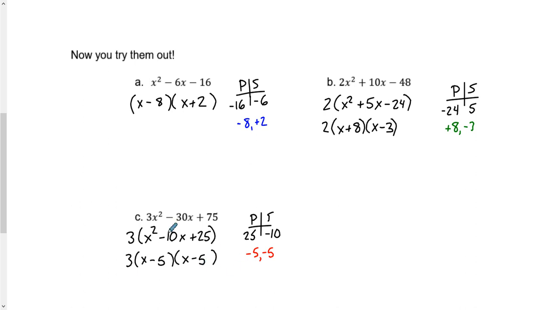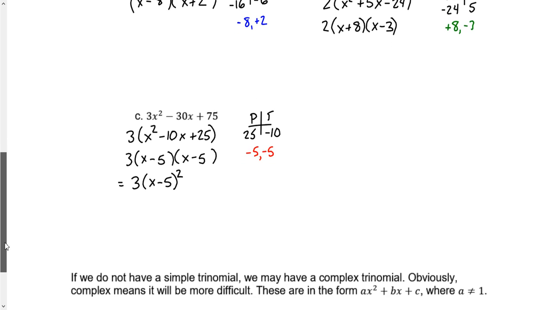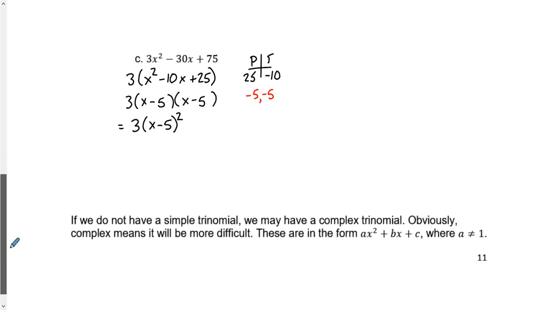The only thing with this one is it actually can be even more simplified. It's not wrong to write it like this, but it's going to be good to get into the habit of writing it more simplified. Because x subtract 5 times x subtract 5 is x subtract 5 squared. And we're done. Those are simple trinomials. Again, they're simple.